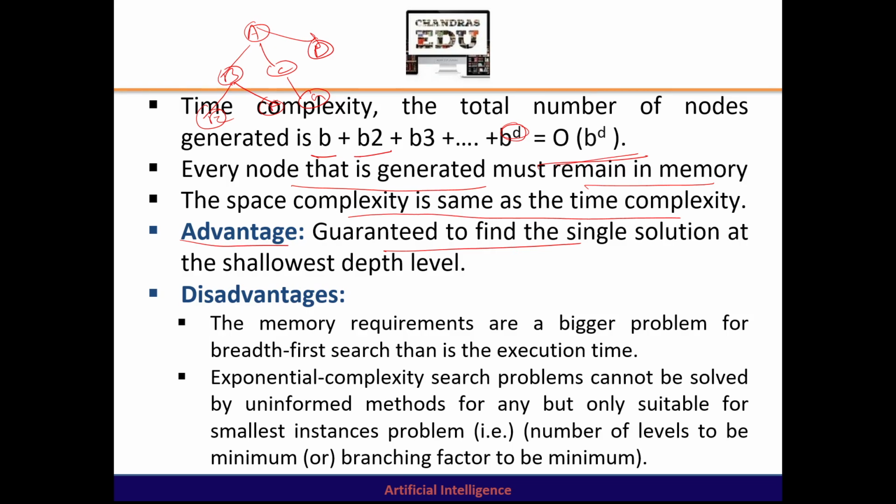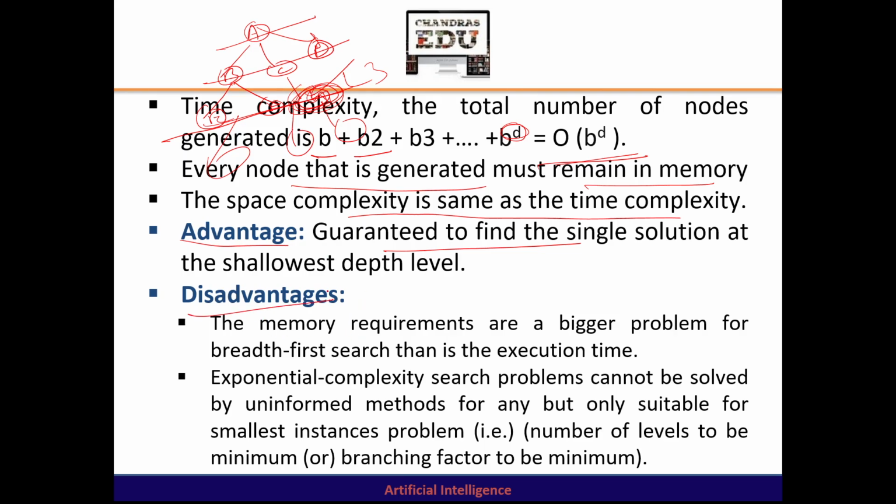Why? Because we are exploring level wise. So level 1, level 2, all elements are covered. Then at level 3, suppose that G is the goal, or we can say the final state. Whenever it is exploring level 3, we will reach the solution, even though there are other further branches. But in level 3, the goal state is there, so we will get the solution, and the solution is guaranteed. So that is the advantage.